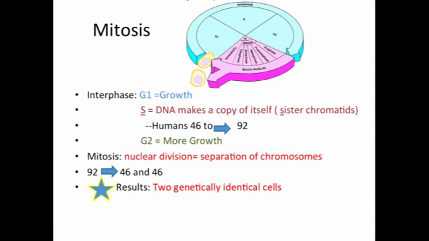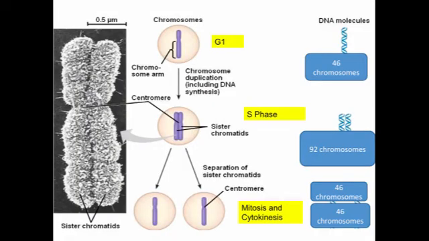If you don't have that now, write it down again. Mitosis results in two genetically identical cells. Very important. So let's look at a picture of that. Here's a cell with one chromosome. This would be in the G1 phase.